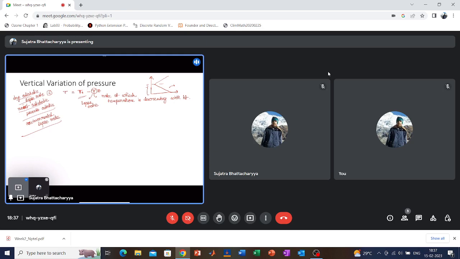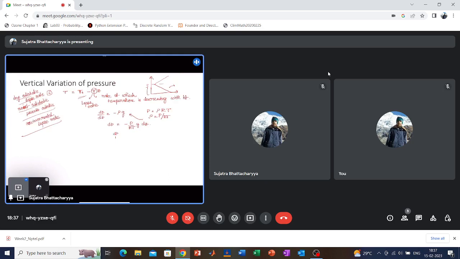Okay, so let's write the hydrostatic equation first. dP/dz will be equal to minus rho g, and another equation is P is equal to rho RT. Fine. Now I will replace rho with P by RT and put it in this equation, and we get dP is equal to minus P by RT into g into dz. Correct?